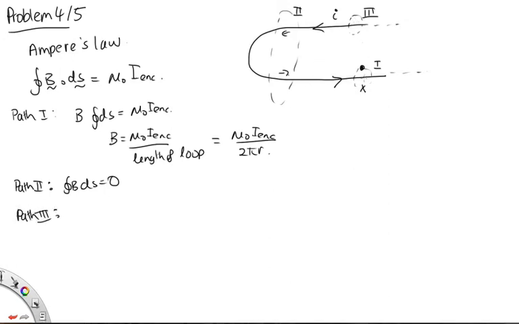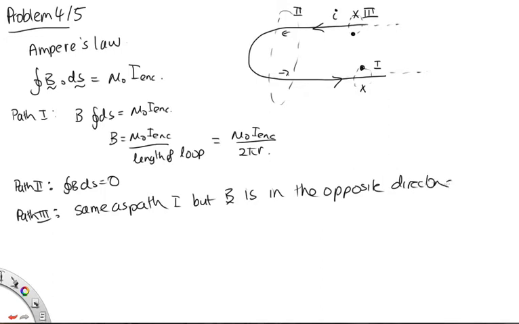For path 3, we can see that the current's flowing in the opposite direction to path 1. So we're going to have the magnetic field going in the opposite direction as well. It'll be going down into the page on top and coming up out of the page below. So same as path 1, but B is in the opposite direction as I is in the opposite direction.